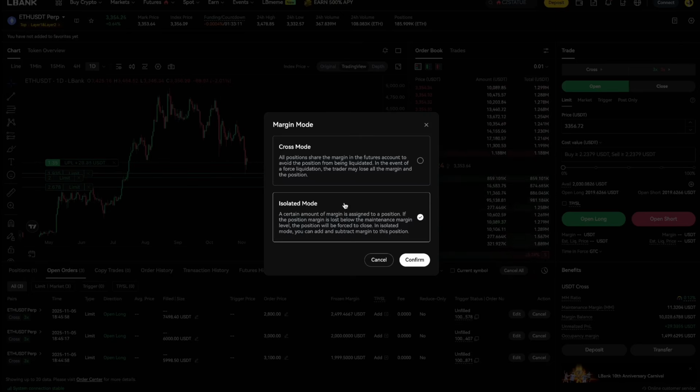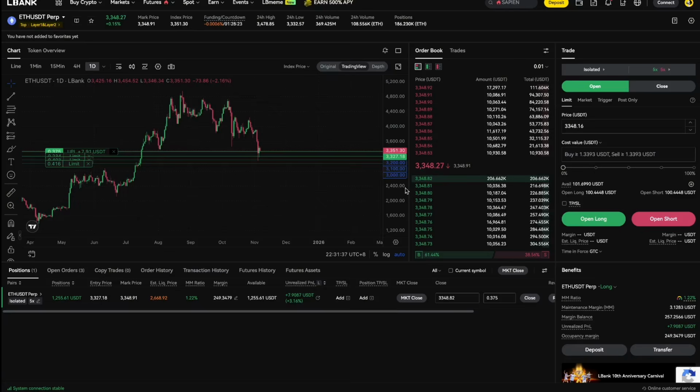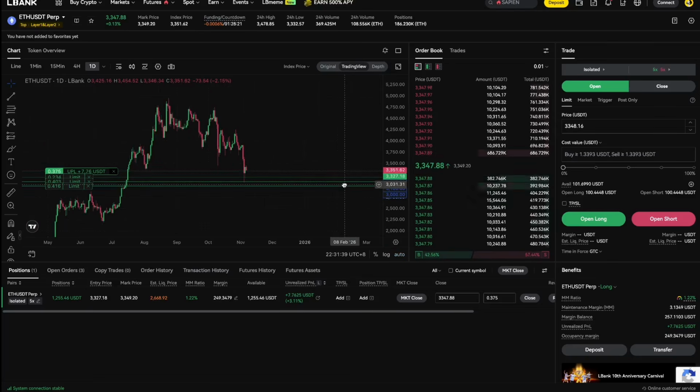I think cross is for more experienced traders. If you are a beginner, I think isolated mode is going to help you a lot in the beginning, because isolated mode separates all of your trades. If you open a trade with isolated mode, that margin is assigned only to that position, and that is why it's much harder to get liquidated. So I personally also choose isolated mode. But I do want to highlight that nothing in this video is financial advice. It's just a tutorial of how I'm using the platform.